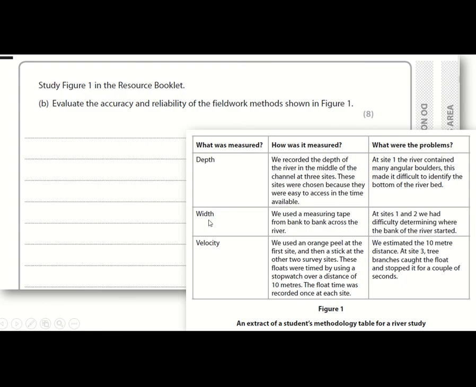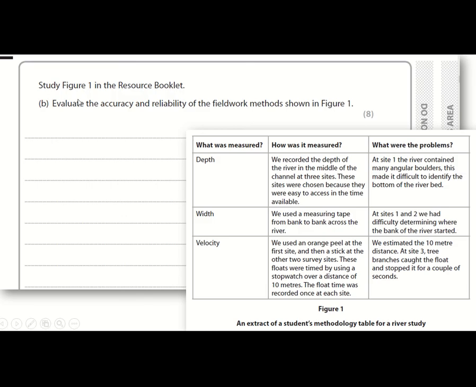So a summary table, much like we've had a few slides ago. It wants you to evaluate the accuracy and reliability of the fieldwork methods shown in figure 1. So it's an evaluate question, which means you need to give the positives, so the advantages and disadvantages of at least 2 of these methods, and a conclusion to say overall, are their methods reliable or not, and accurate or not. Structure this like any 8 mark evaluate question. If you don't know how to structure evaluate questions, go on to the 8 markers made easy revision PowerPoint, which you'll find in this very playlist.